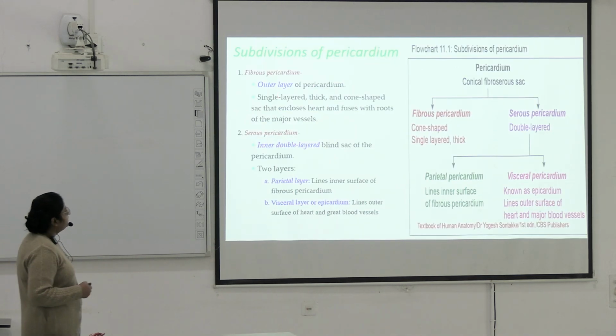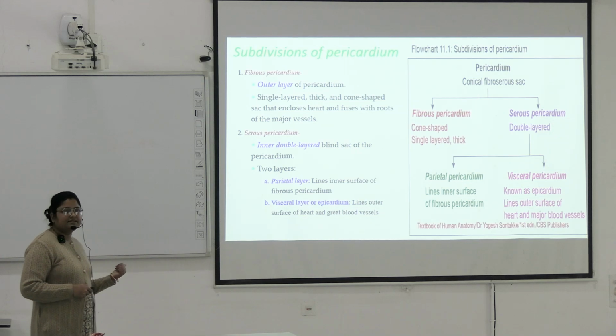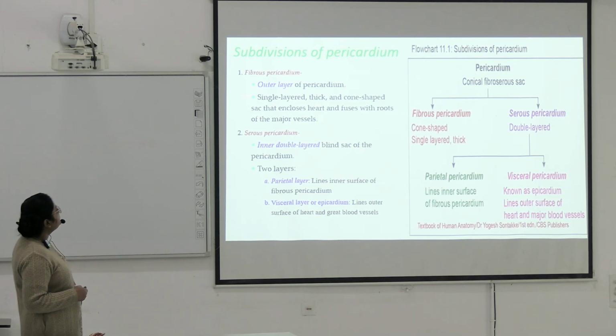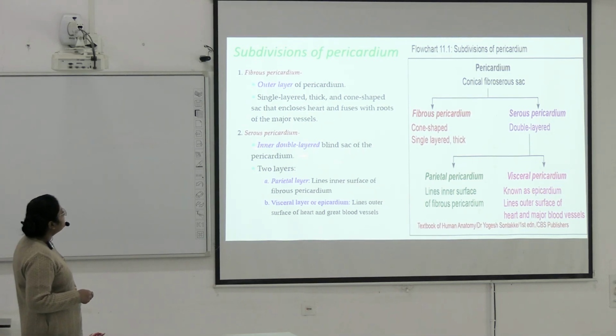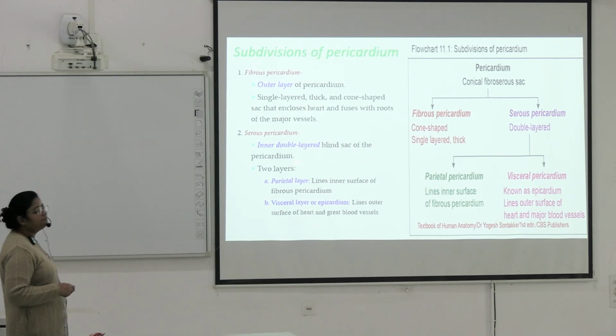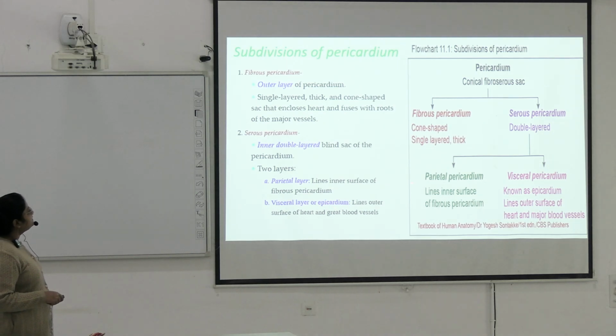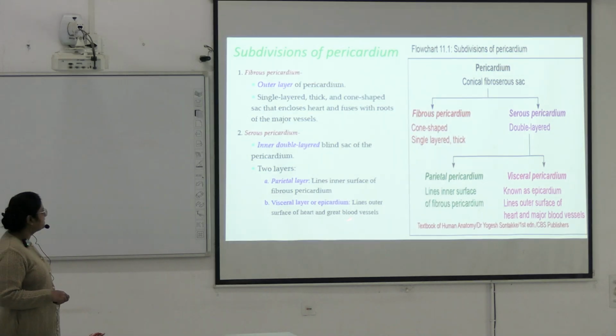Next we will discuss this in detail. So fibrous pericardium is the outer layer of the pericardium. It is a single layer thick cone shaped sac, encloses the heart and fuses with the roots of the major vessels. You have seen in the previous picture. Next, serous pericardium is the inner double layer blind sac of the pericardium. It has two layers, parietal layer and visceral layer, also known as epicardium. The parietal layer lines the inner surface of the fibrous pericardium and the visceral layer lines the outer surface of the heart and the great blood vessels.